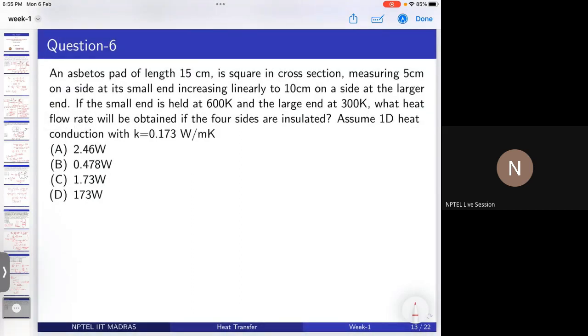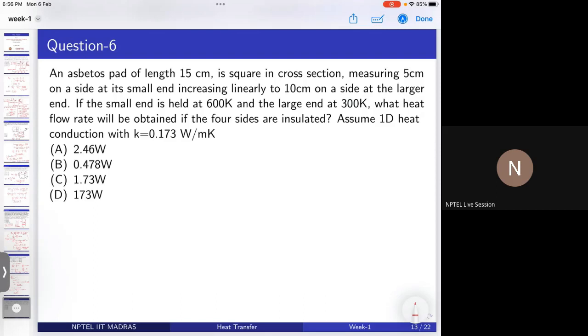We have an asbestos pad of length 15 centimeters, which is square in cross section, measuring 5 centimeters on one side at its small end, increasing linearly to 10 centimeters on a side at the larger end. If the small end is held at 600 Kelvin and the large end at 300 Kelvin, what will be the rate of heat flow if the other four sides are insulated? We can assume 1D heat conduction with a thermal conductivity of 0.173 watts per meter Kelvin. So that is the question.